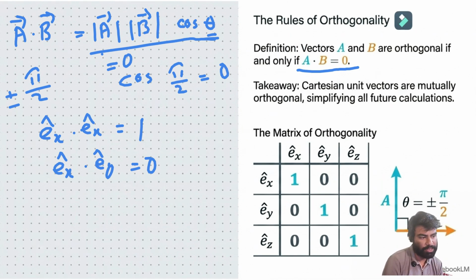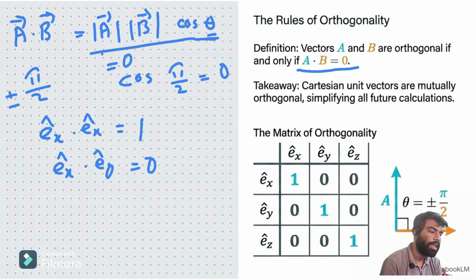So if you have to check whether any two vectors are orthogonal or not, you can simply find their dot product. If it is 0, then it is orthogonal. If it is not, then not.